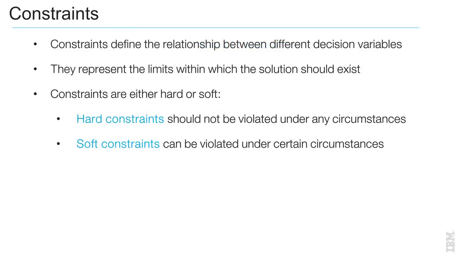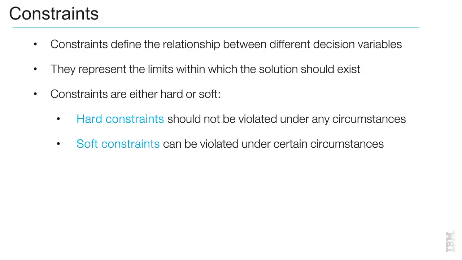Constraints define the relationships between different decision variables and also relate the data to the decision variables. They represent the limits within which the solution should exist. Examples of constraints are that the amount produced of a given product should be less than the production capacity, that the people hired for a given task should have a minimum set of skills, that the total cost of building a new warehouse should be less than the budgeted amount, etc.